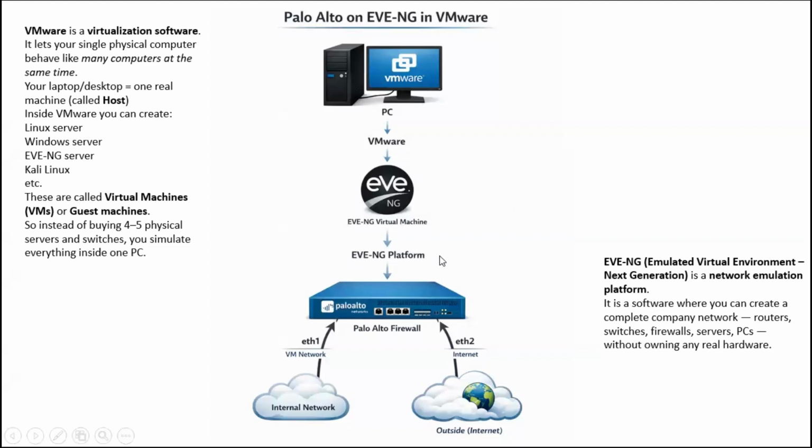Now, on the EVE-NG platform, I have installed the Palo Alto and I have created two networks. One is internal and one is the outside. So let's start. Let me show you how I have created this. First of all, I'll let you know where we can download these images from, and then how we can install this topology on our PC.